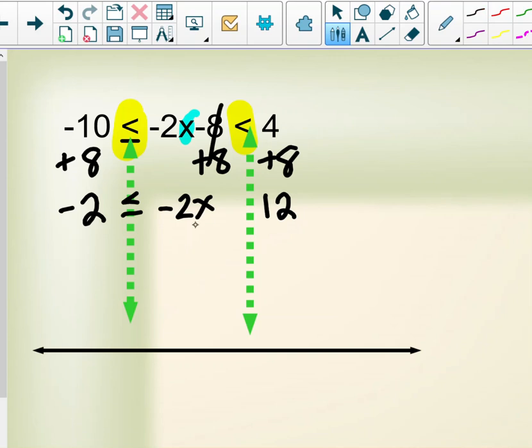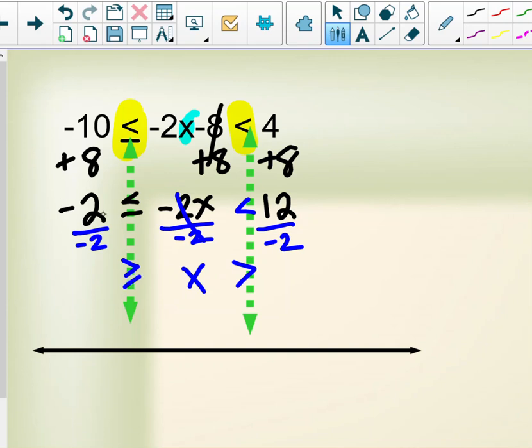In order to isolate the variable, I need to divide by -2. And again, I hear little bells going off in my head because I know when I divide by a negative, that means I need to flip my inequality signs. I'll bring that one down. I forgot about that one. And this still stands true for compound inequalities. So my less than sign is going to change to greater, and my less than or equal to is going to change to greater than or equal to.